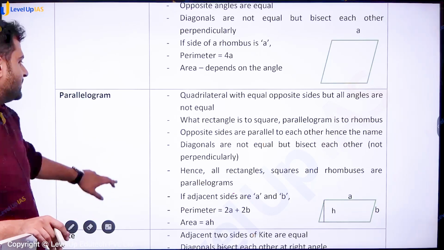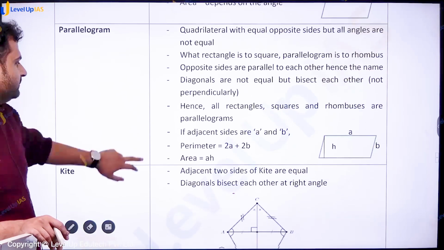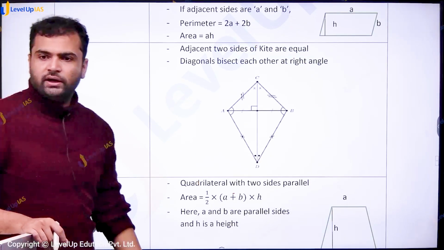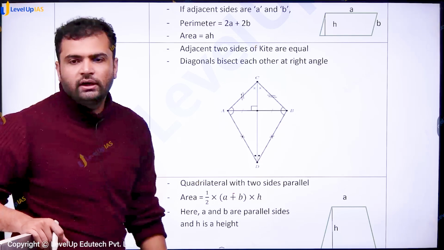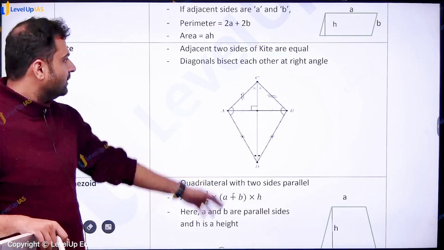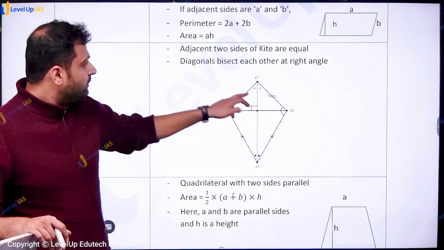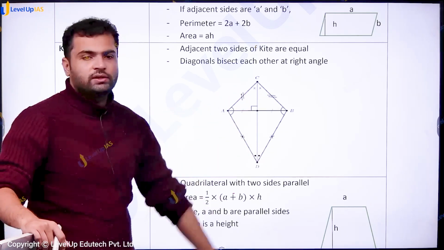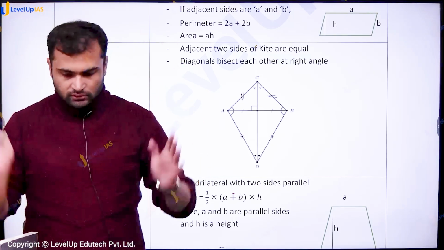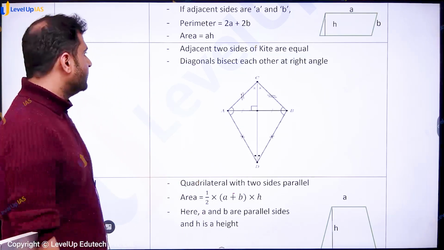Next shape is kite. पतंग देखा है? The quadrilateral like a shape of kite is called kite. Here these two sides are equal and these two sides are equal. So it becomes these two are equal, bottom two are equal. The shape becomes something like this.